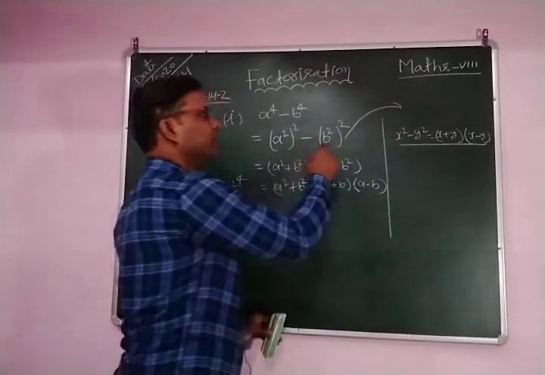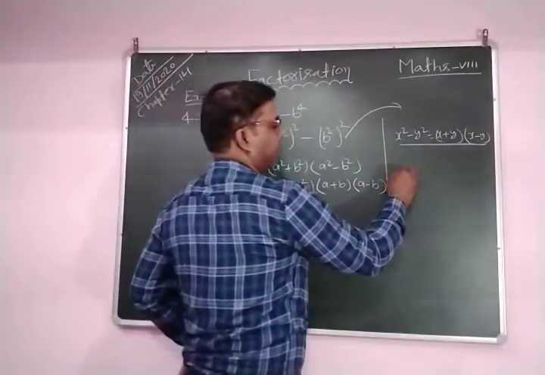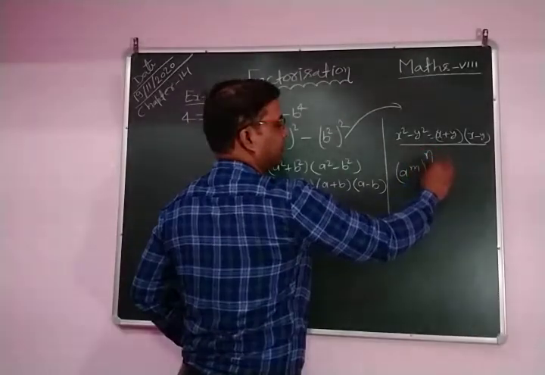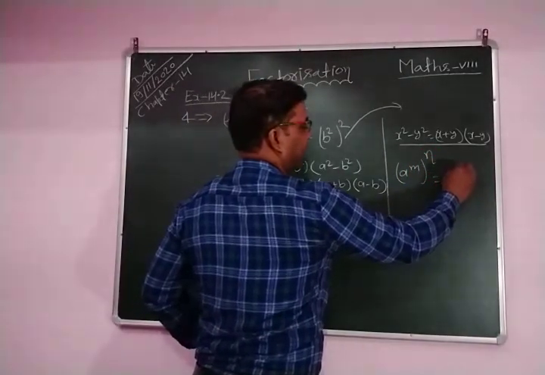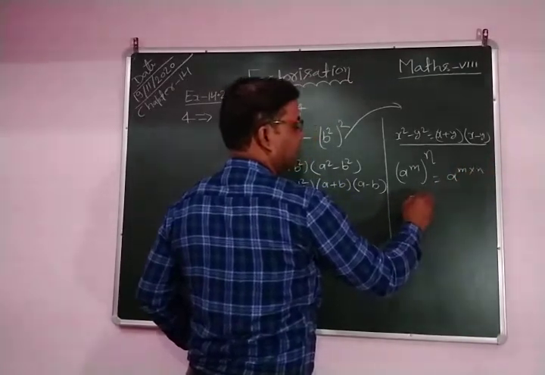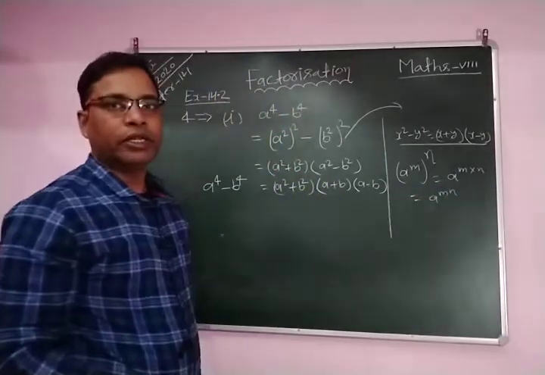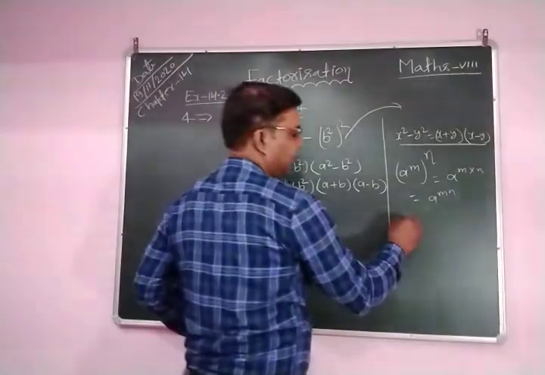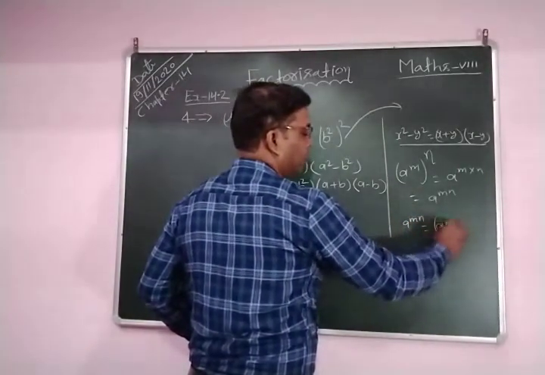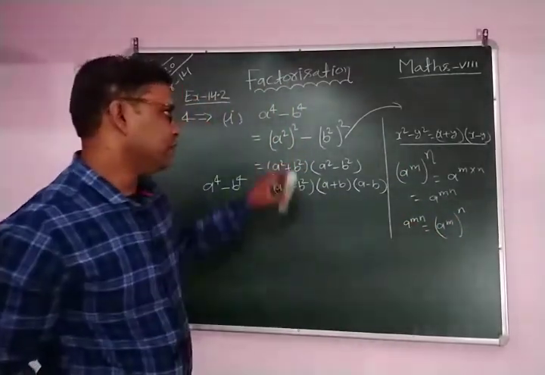And in these steps we use the law of exponent. What is the law of exponent? The law of exponent is a to the power m, whole power n, is equal to a to the power m into n. Similarly, you can write a to the power mn is equal to a to the power m whole power n. This law of exponent we used here.